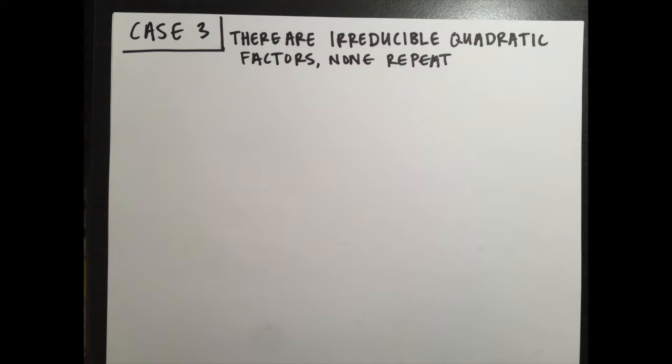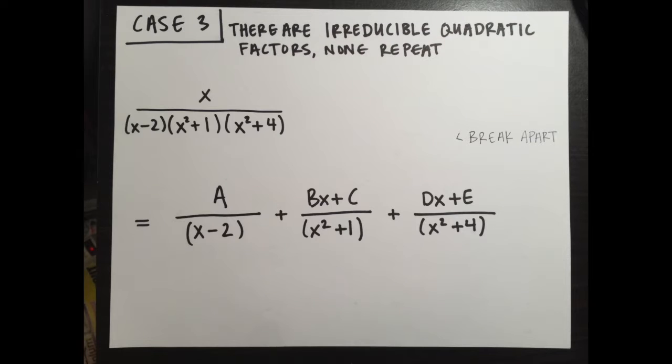In Case 3, we have irreducible quadratic factors, none of which repeat. Our example here is x over (x minus 2)(x squared plus 1)(x squared plus 4). As if it were planned, you'll notice that they're quadratics.